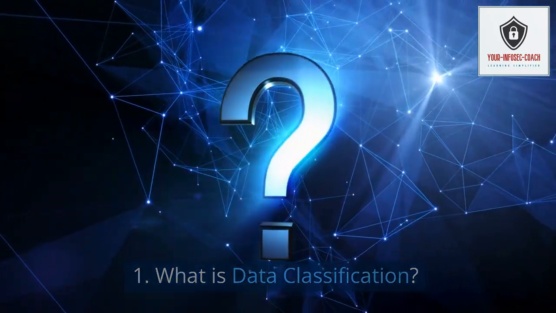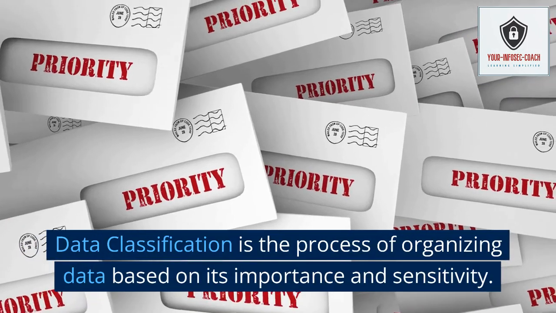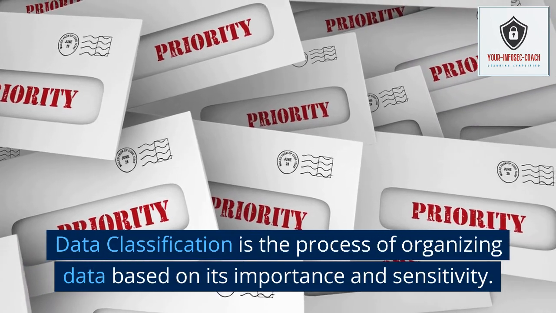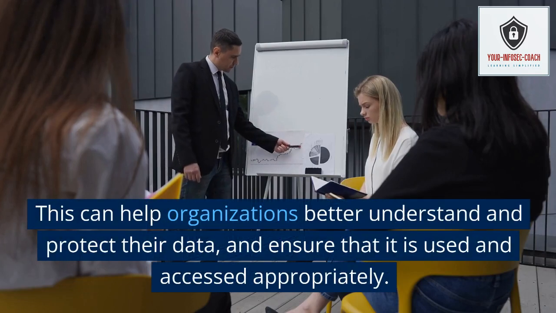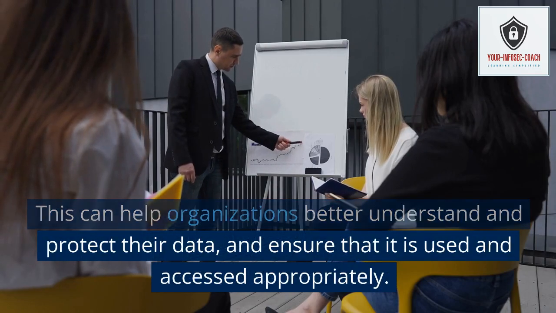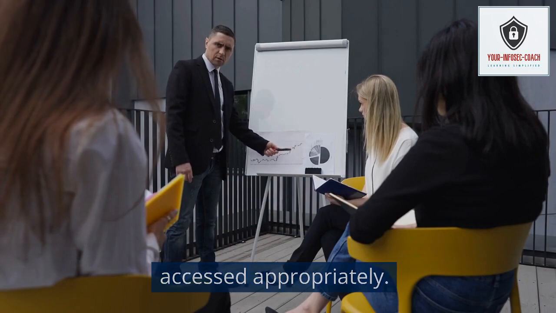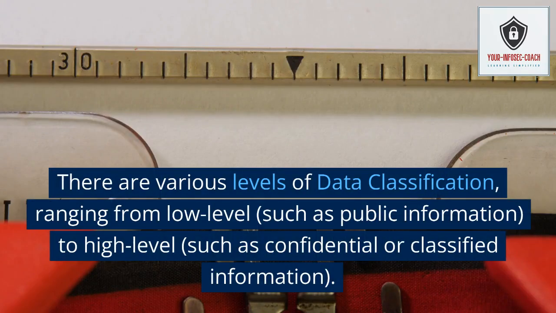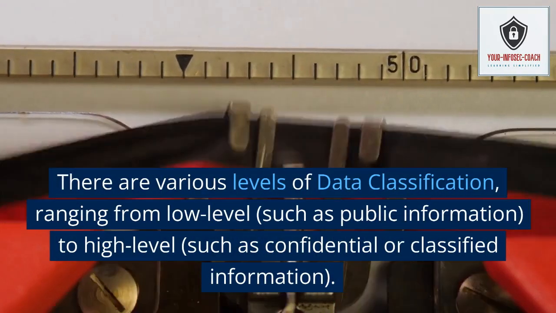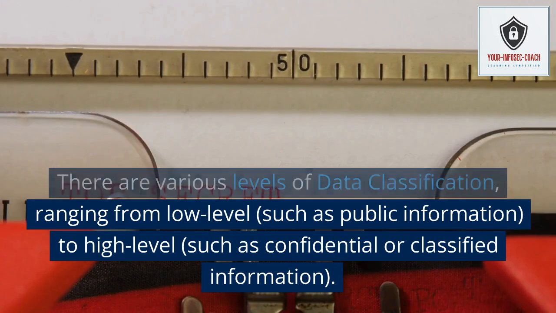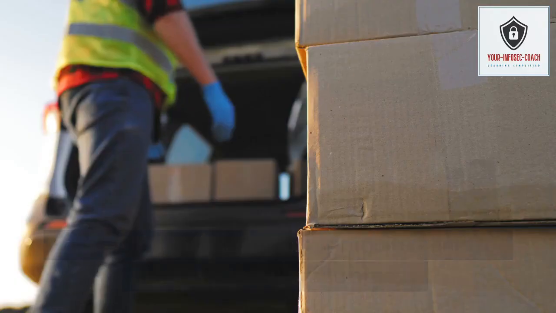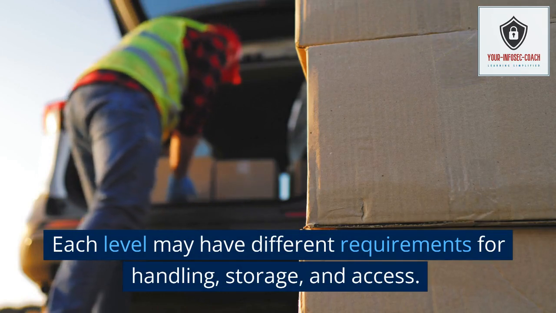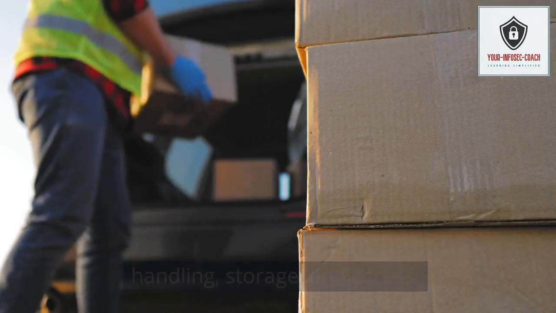1. What is data classification? Data classification is the process of organizing data based on its importance and sensitivity. This can help organizations better understand and protect their data, and ensure that it is used and accessed appropriately. There are various levels of data classification, ranging from low level, such as public information, to high level, such as confidential or classified information. Each level may have different requirements for handling, storage, and access.